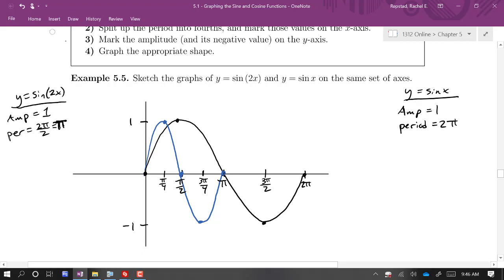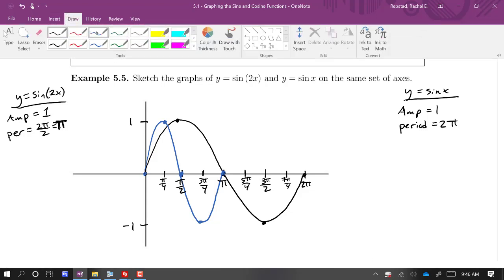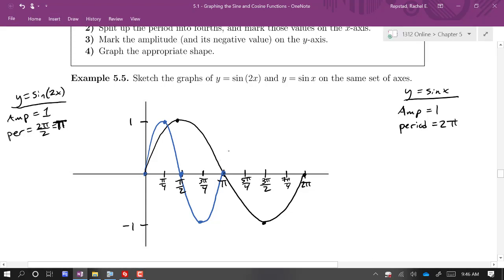Now, I could keep going, right? I mean, I've got the period marked out. You know, my x-axis keeps going. So if I wanted to, I could sketch another period of this function. There's 5 pi over 4, 7 pi over 4. And I know that the pattern just repeats itself. So 5 pi over 4 will be back at its peak. At 3 pi over 2 will be at 0. 7 pi over 4 will be at -1. And at 2 pi back to 0. So here's y equals sine of 2x. And in black is y equals sine x.